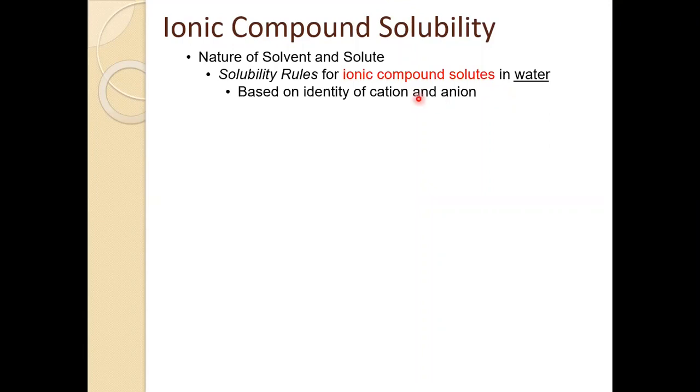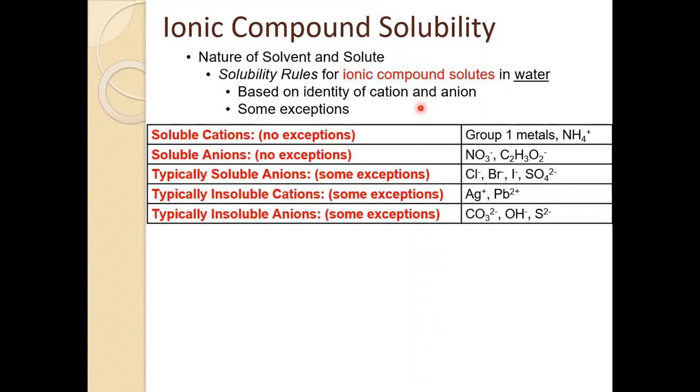And the solubility rules, we can predict whether a substance will be soluble or insoluble based solely upon the identity of the cation and/or the anion. There are some exceptions to these solubility rules, but we're largely not going to worry too much about the exceptions. So we want to go through these rules, and then we'll apply these rules for a couple of examples.